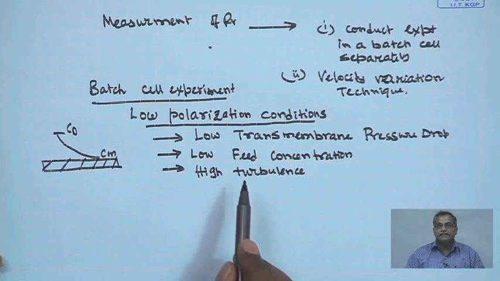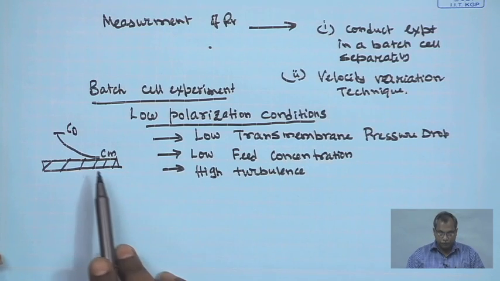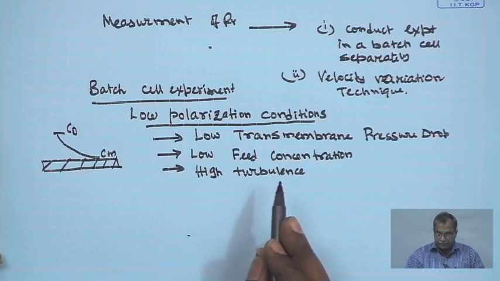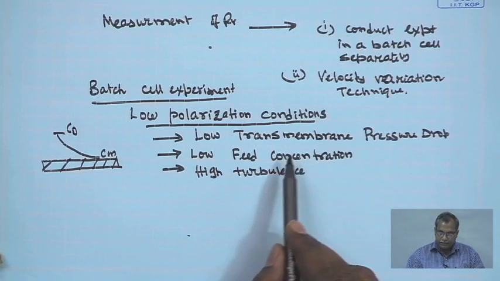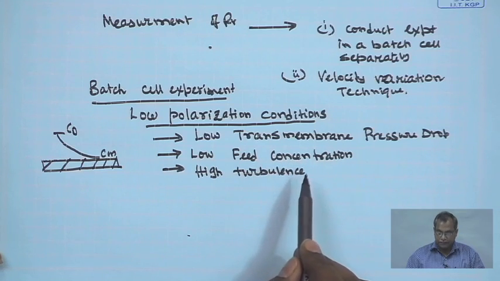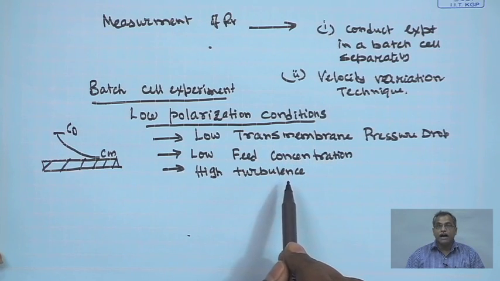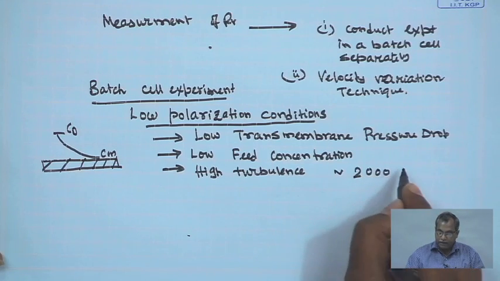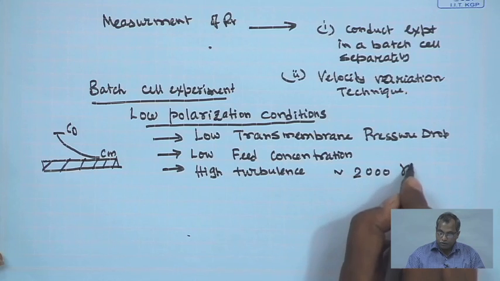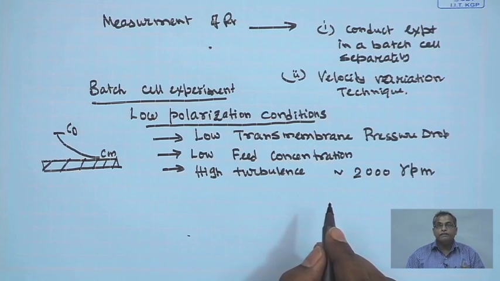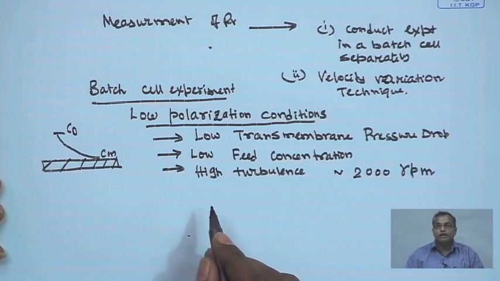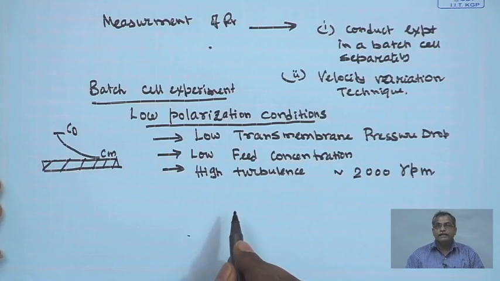If the feed concentration itself is low, a smaller amount of solute will be deposited over the membrane surface, lowering the thickness of the mass transfer boundary layer. Similarly, if you work at low TMP and low feed concentration, and now have high stirring or high turbulence, say a stirring speed of 2000 RPM in a small laboratory batch cell experiment, then the formation of the mass transfer boundary layer can be nullified. So, what will happen under that situation?